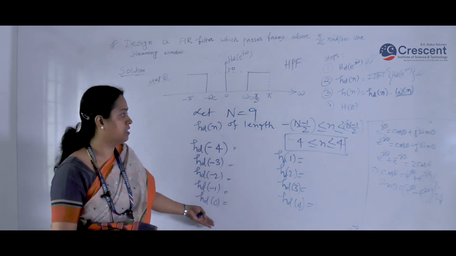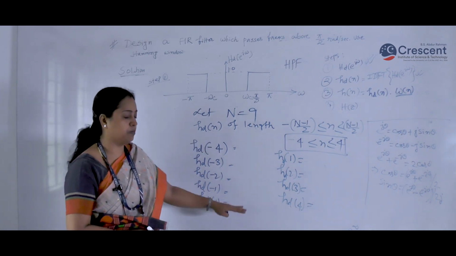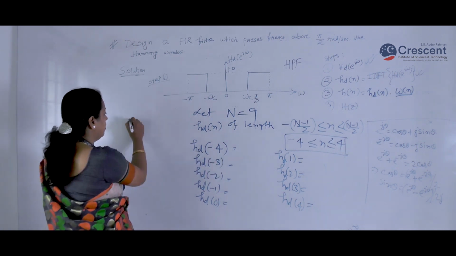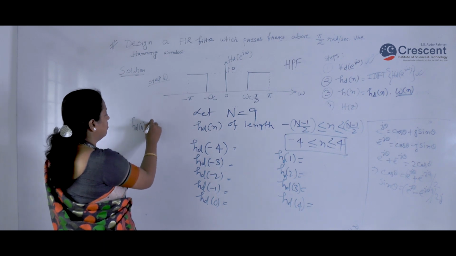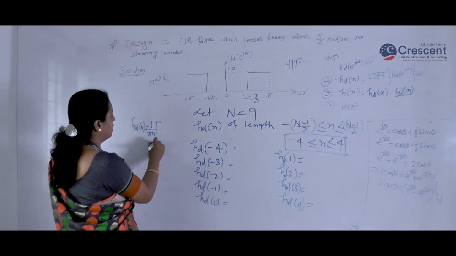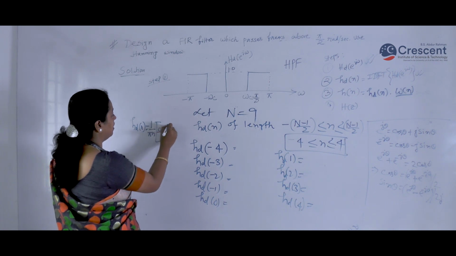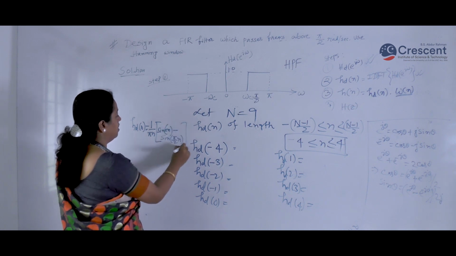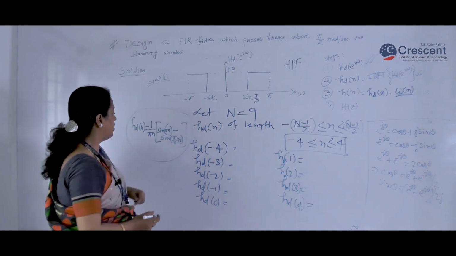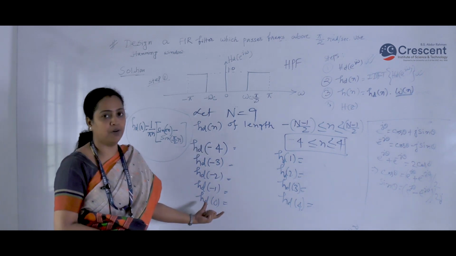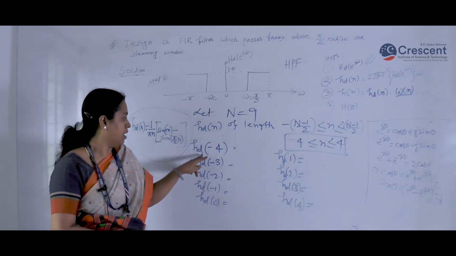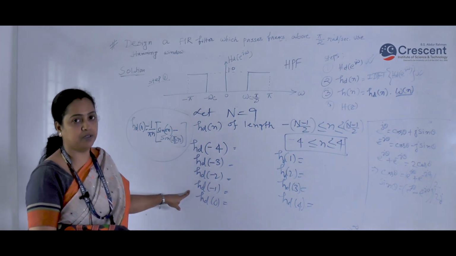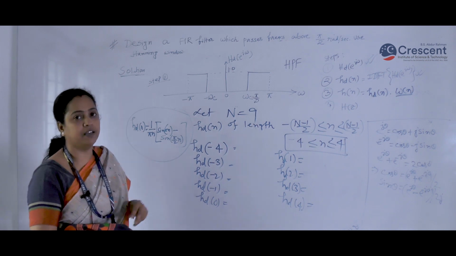Once we find these samples using the expression what we got, the expression number 1, Hd of n is equal to 1 by pi n into sin pi n minus sin pi n by 2, by substituting the value of n in this expression, we will be getting the values of Hd of n. Now when we will be finding the values, at one condition we will not be getting the values as it is, we will be getting a condition where we will get 0 by 0.